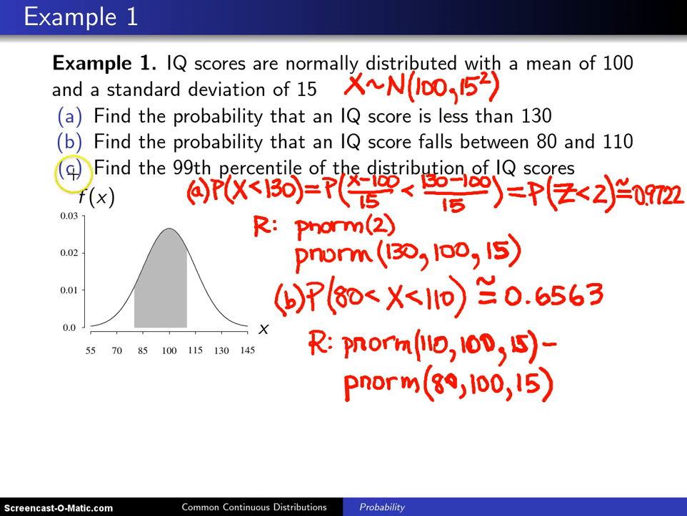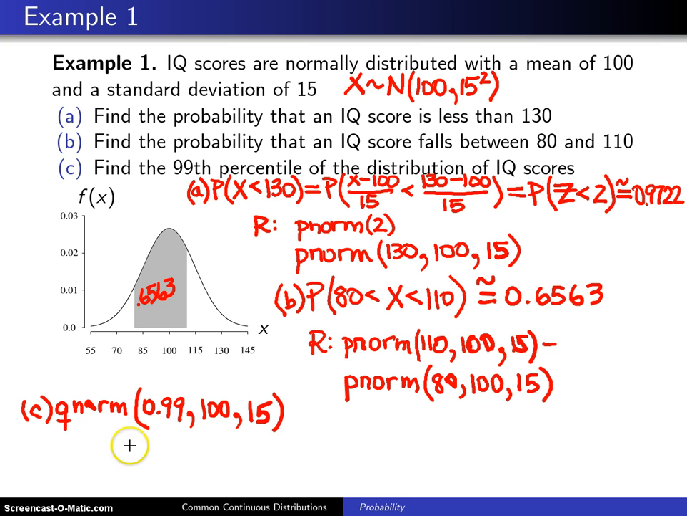And then finally, part C here says, well, I'll go ahead and label this. 0.6563 is the shaded area that you see there. So for part C, it says to find the 99th percentile of IQ scores, and that is done in R with the Q function, qnorm. And in this case, since we want the 99th percentile, we start out with 0.99. And next we put in the mean, which is 100, and the standard deviation, which is 15.